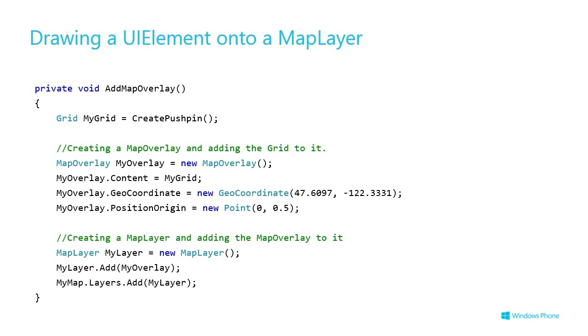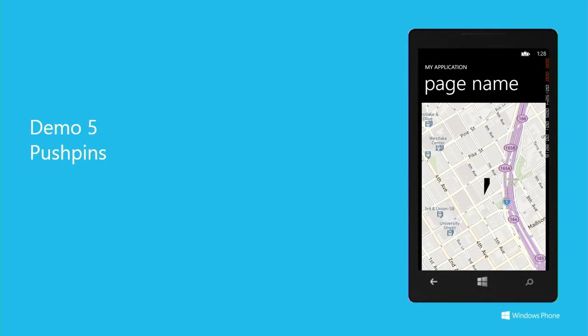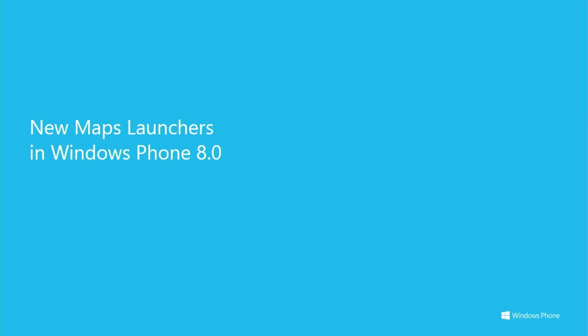And then finally, create a map layer, add the map overlay onto the map layer, and then put the map layer onto the map. A lot of steps, but this is the process of doing it. I'm not going to show you that demo. We're a bit over time.